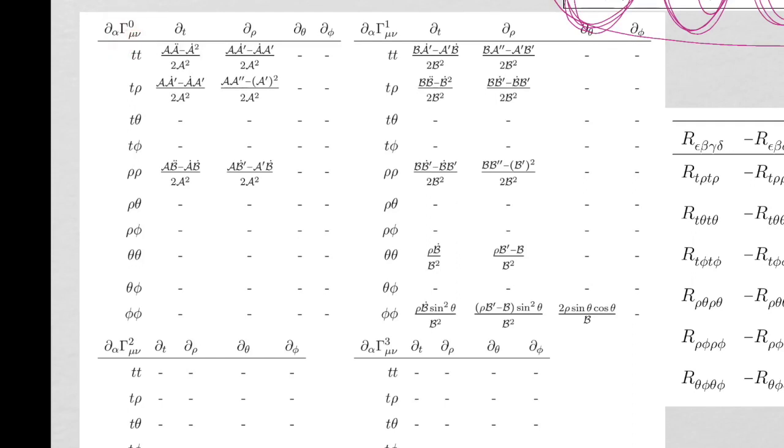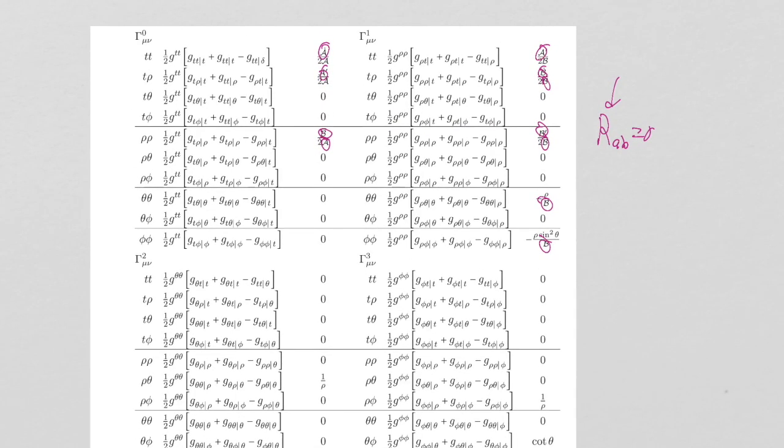And so I created this chart, right? The t derivative of the 0 tt term, the rho derivative of the 0 rho term. That's this thing, right? And this is just derivatives of these expressions here. So let's try an example, right?